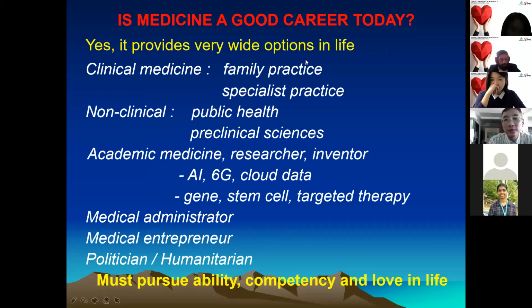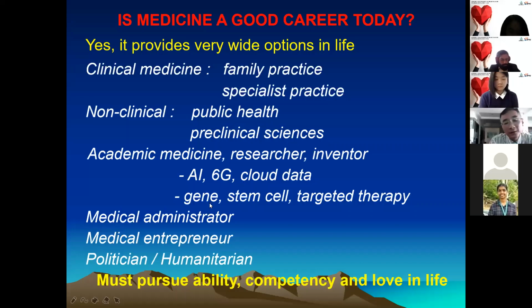So medicine is very, very wide in its options. Now, if you decide you like medicine, then you can always go into one area. Is it clinical medicine where you practice as a specialist or look after families? If you don't like people, there's still public health. There are the preclinical sciences. You can be into academic teaching, you can be a researcher, you can be an inventor. And now, with AI and medicine, the need for doctors to be away from patients, the need to use AI and 5G and all for long-distance medicine is very, very important.